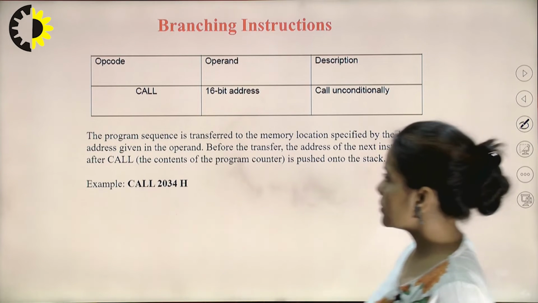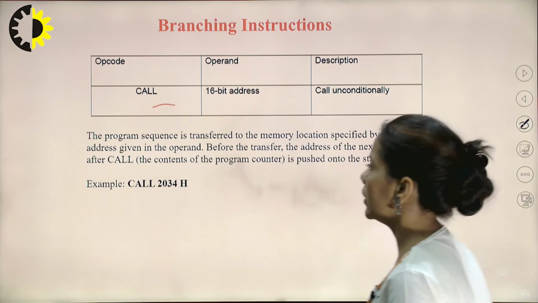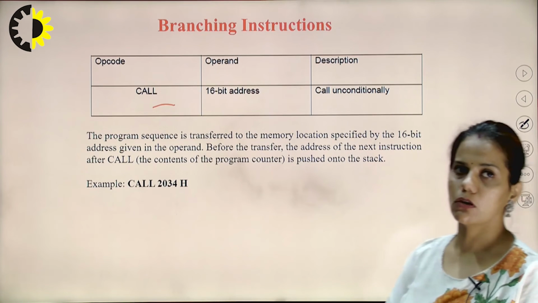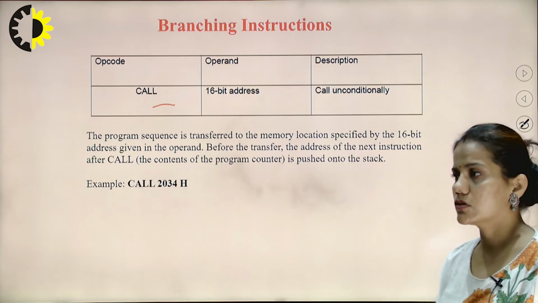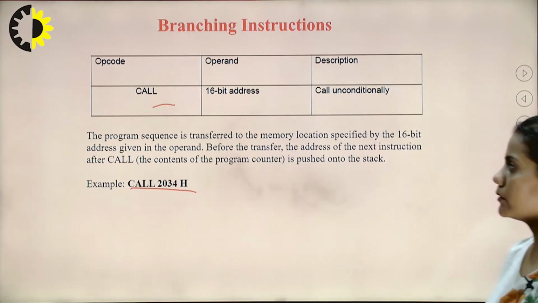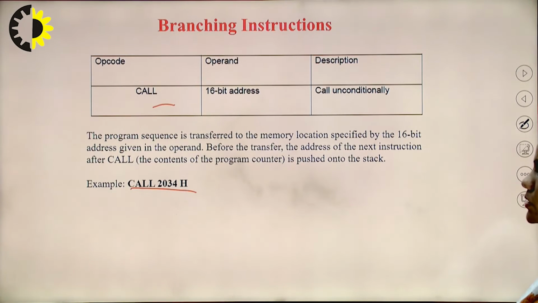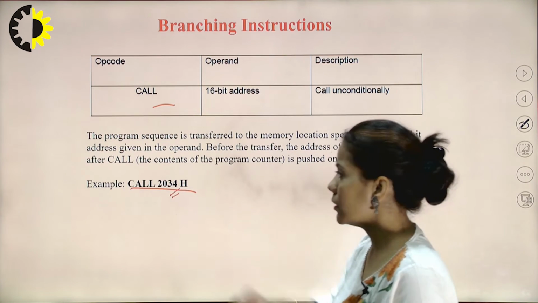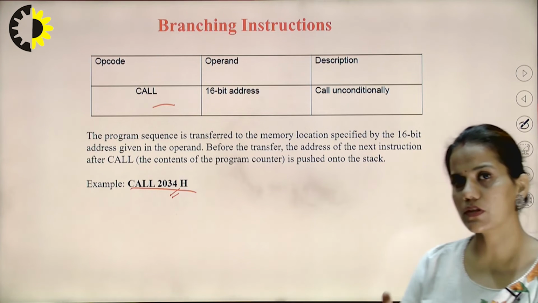Again, another branching instruction is call. This can be a conditional call or an unconditional call. So a general unconditional call is CALL 2034H. Here the program sequence will be transferred to the memory location mentioned here. And what is the difference between jump and call?